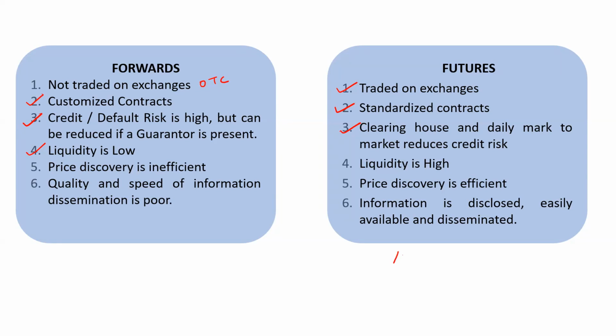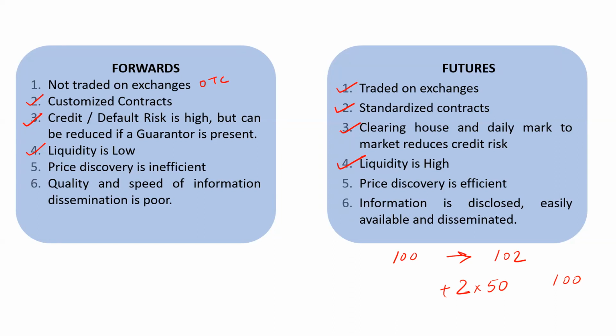So let's say you buy a futures contract when the price is 100. After half an hour, the price goes to 102. You can sell this futures contract, exit your position, book a profit of 2, multiplied by, let's say the lot size is 50. You're making a profit of 100 immediately in half an hour. So you can easily enter and exit positions because these contracts are traded on the exchange, so the liquidity is high. Now, price discovery is inefficient.